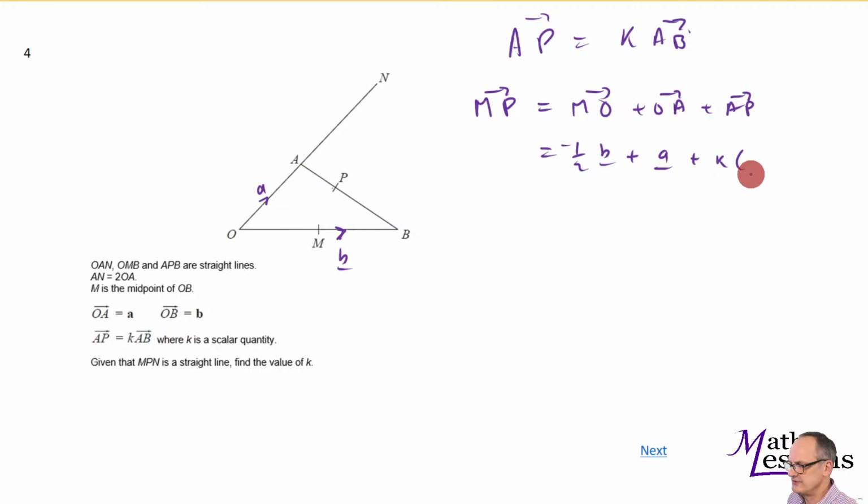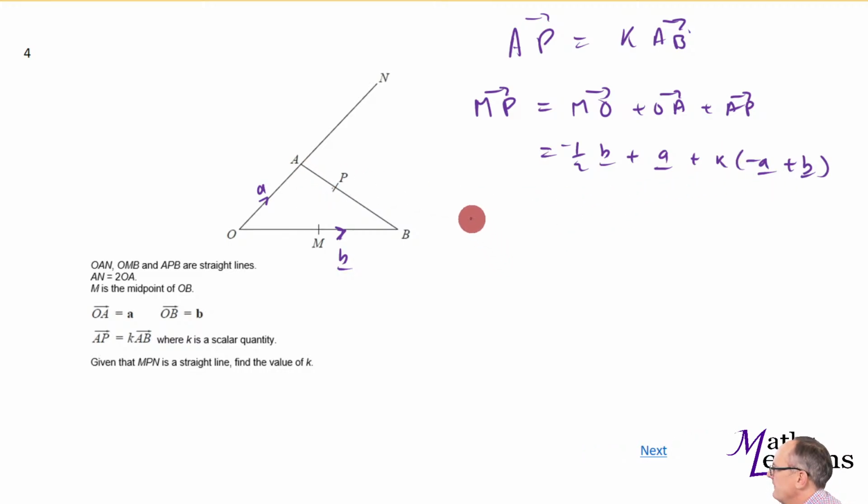So just write down the things you do know. We know that M, P and N are on the same line. So let's find MP and find MN and see if something jumps out at us. Now we want K lots of AB. Now OA is equal to A and OB is equal to B, so it's going to be minus A plus B for the AB bit, and K is obviously the multiple that takes us to AP.